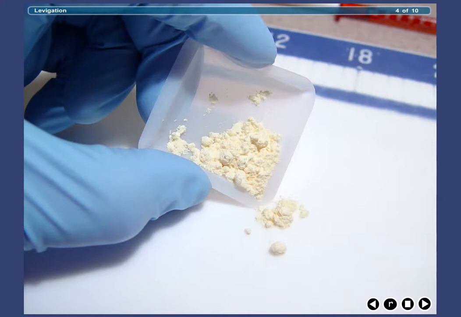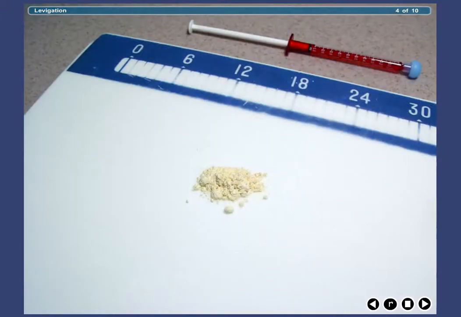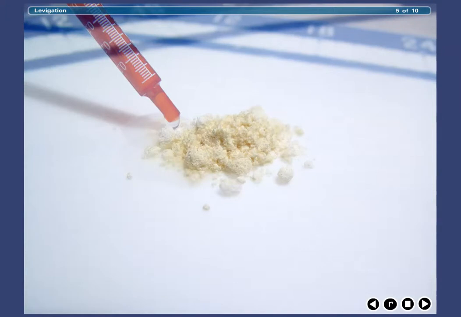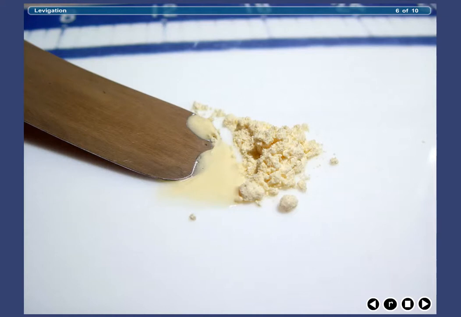We begin by placing our solid sulfur onto the ointment slab as shown. Next, we add a portion of the levigating agent either directly onto the solid or just adjacent to the solid on the ointment slab. Next, utilizing a large stainless steel spatula, we begin spatulating the solid into the levigating agent using a forceful circular pattern on the ointment slab.